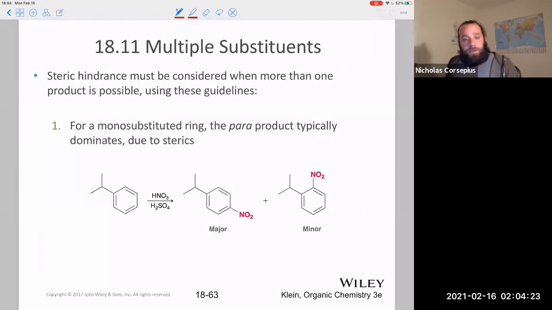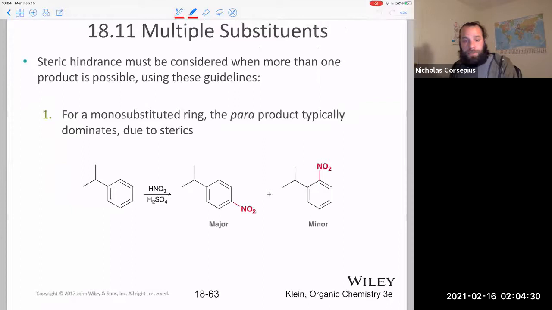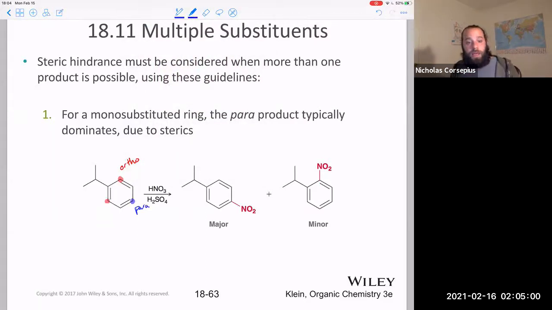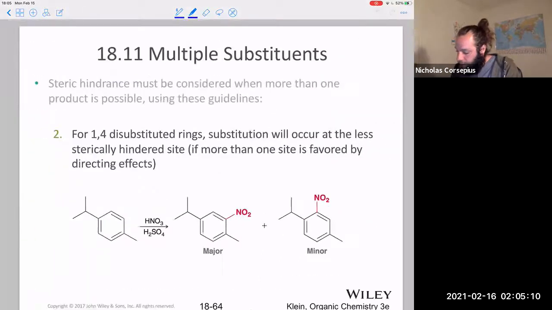The other consideration, we talked about this a little bit, but just something to think about is the fact that the ortho position can be sterically hindered, right? So in this case, we have this alkyl group. It wants to direct to either the ortho or the para. But of course, because that ortho position is located next to this big bulky alkyl group, the para position is going to be preferred, and that's going to be my major product. So steric hindrance is something that we have to think about.